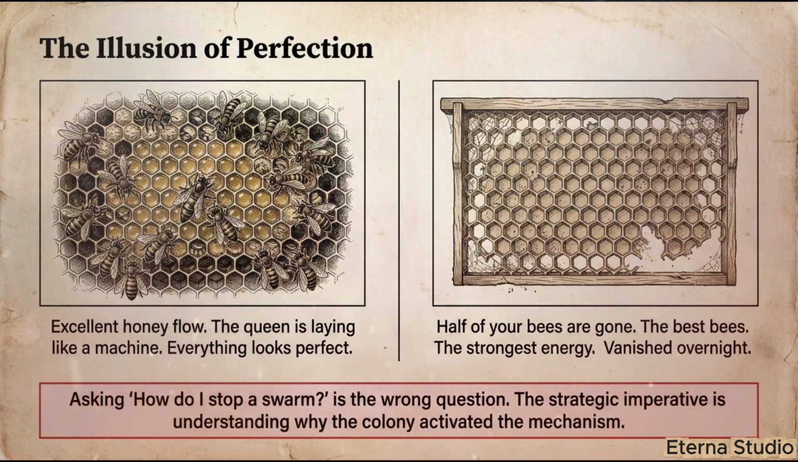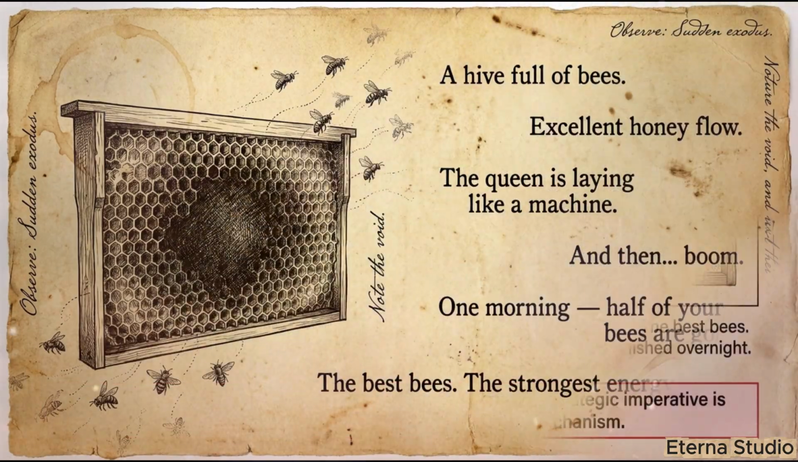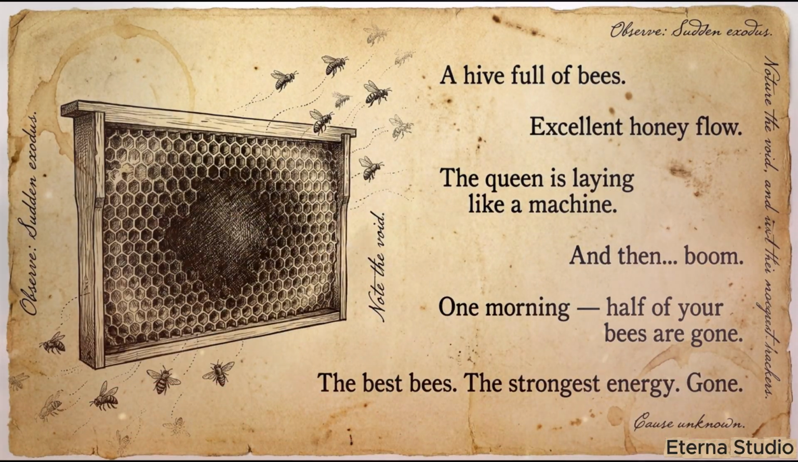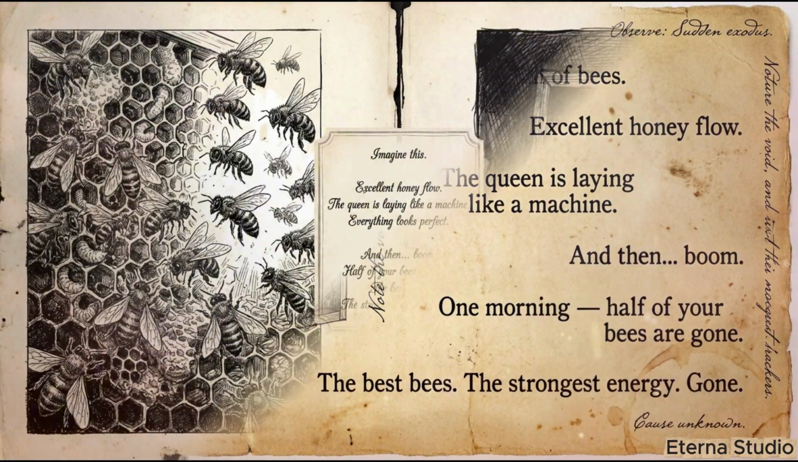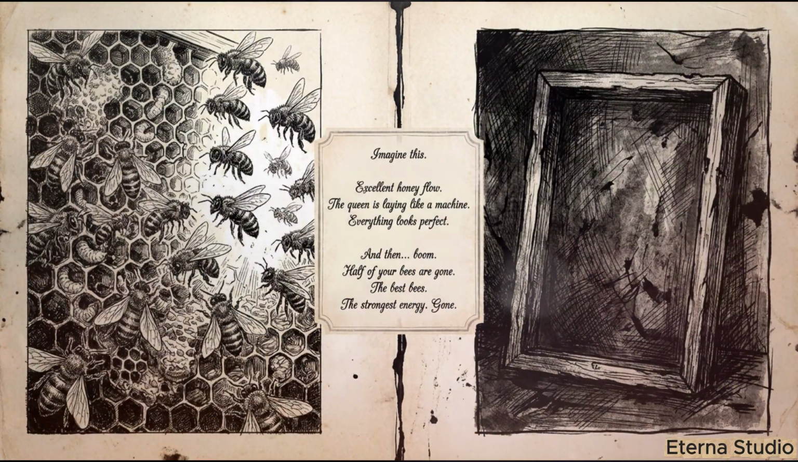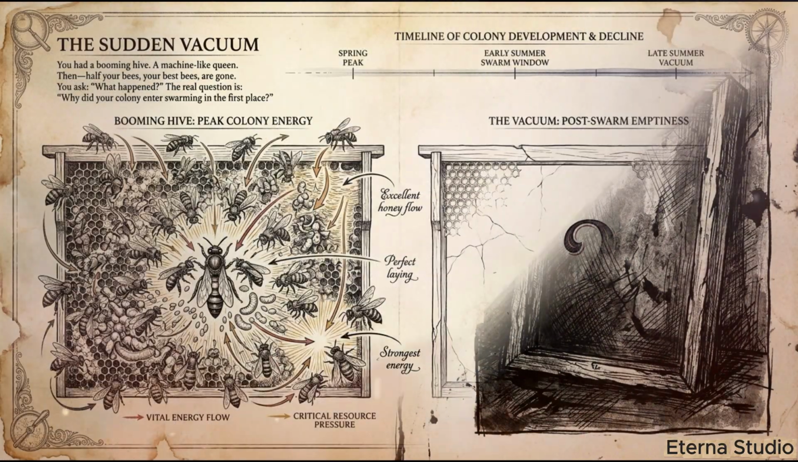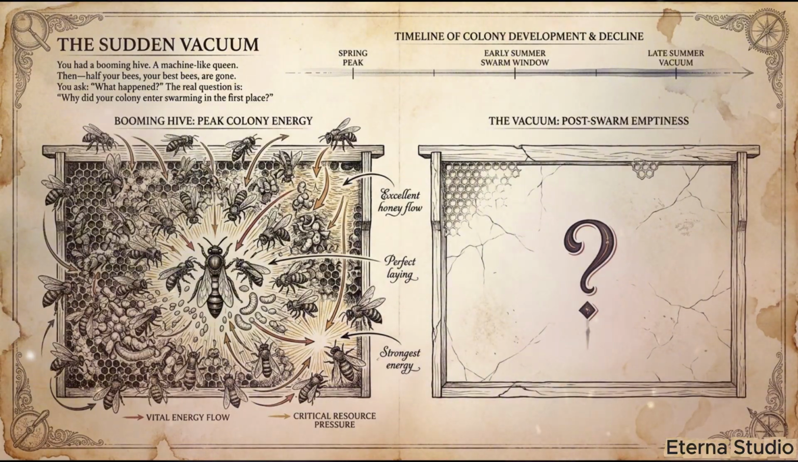Imagine this, a hive full of bees, excellent honey flow. The queen is laying like a machine. Everything looks perfect. And then, boom, one morning, half of your bees are gone. The best bees, the strongest energy, gone. You stare at empty frames and ask yourself, what happened?